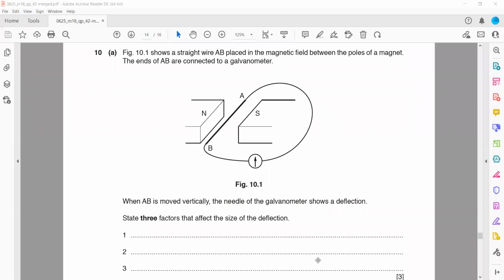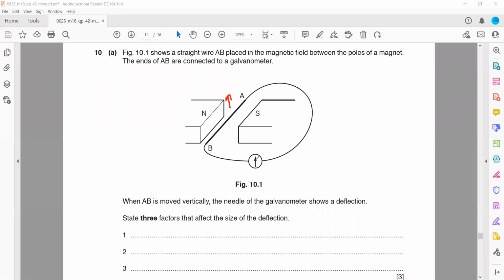Now, some questions related to electromagnetic induction. As you can see, figure 10.1 shows a straight wire AB placed in a magnetic field between the poles of a magnet, and A is connected to a galvanometer. The wire is moved vertically. It can move up, or we can move it down.